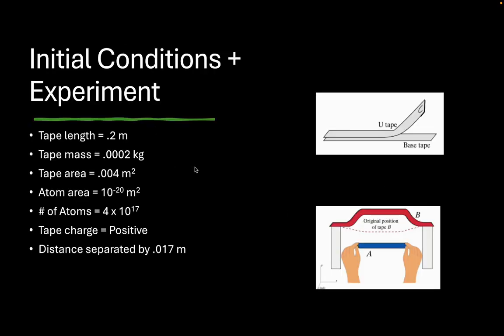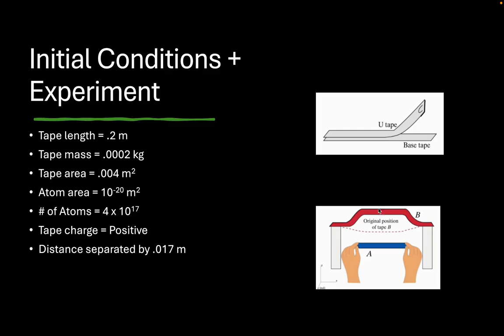Okay, so quick preview on lab 1. We got two tapes. We got this base tape and we got two U tapes, and we ripped them off of the base tape. So they roughly have the same charge, right? And this charge is positive, by the way. That really shouldn't matter. So they both have the same charge. So that must mean that they're going to repel because likes repel.